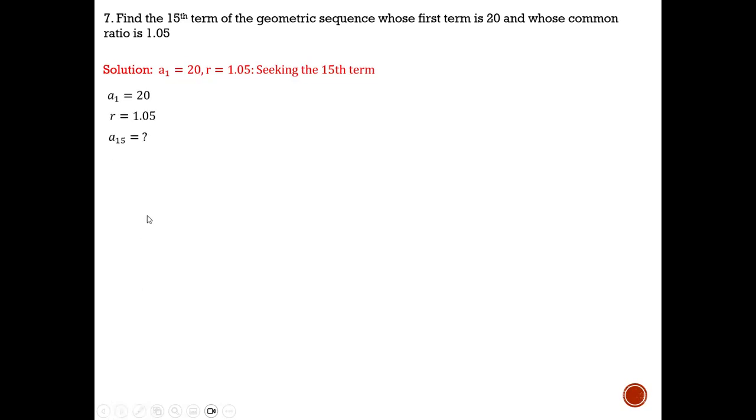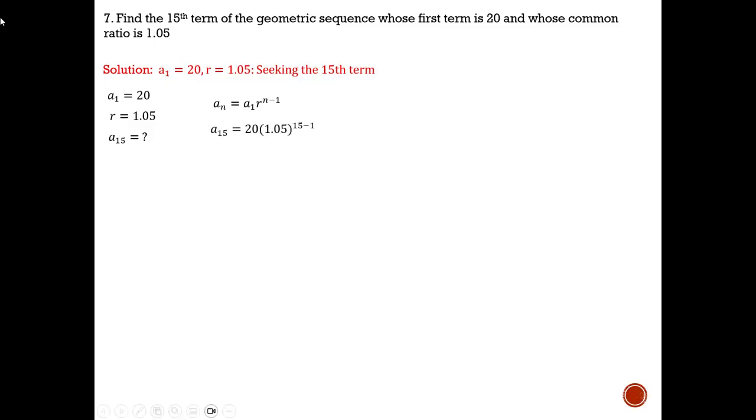Okay, let's list again what we have here. I want the 15th term. Well, this is the formula. So we were previously doing arithmetic sequences. I gave you that formula and did examples, but we have a formula for generating terms of a geometric sequence. It's a sub n equals a sub 1, the first term, times r, which is our ratio, to the power of n minus 1.